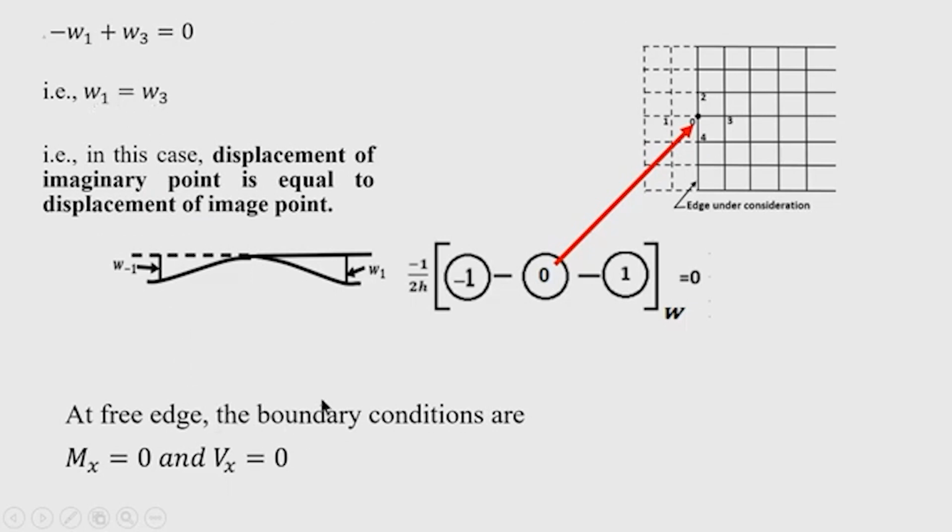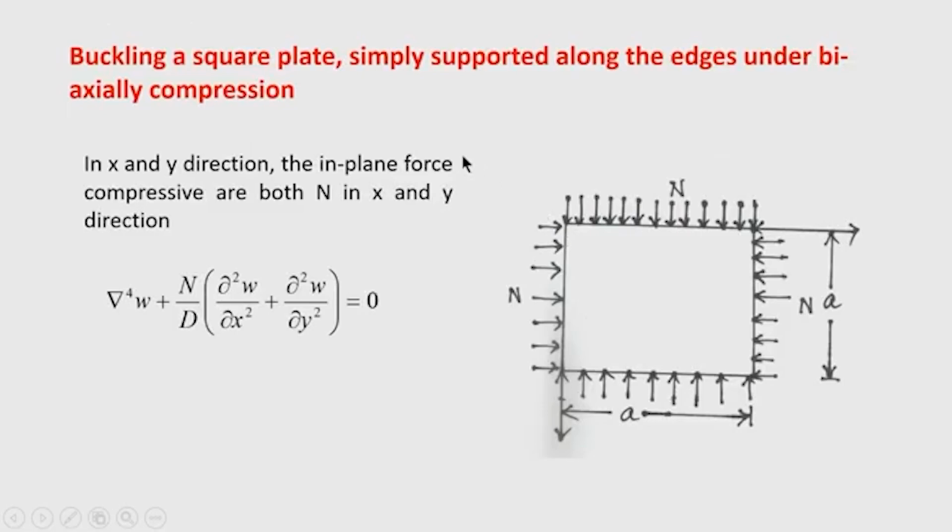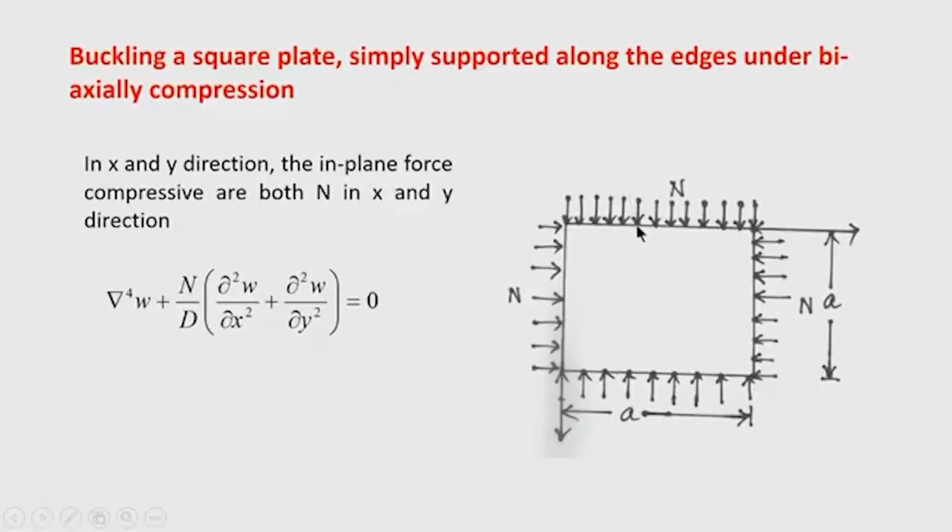At the free edge, of course, the boundary conditions are bending moment equal to 0 and shear force equal to 0. Now, let us consider buckling of a square plate simply supported along the edges under biaxial compression. So, we take a square plate just to illustrate the application of this method. The compression is along the x direction and along the y direction, both the same amount, and there is no membrane shear, no shear load. So, shear buckling is not considered here.